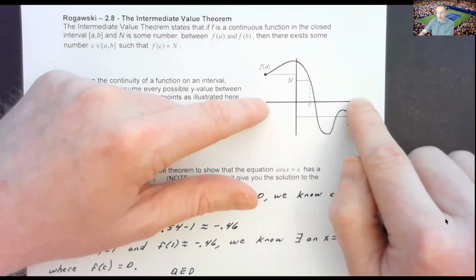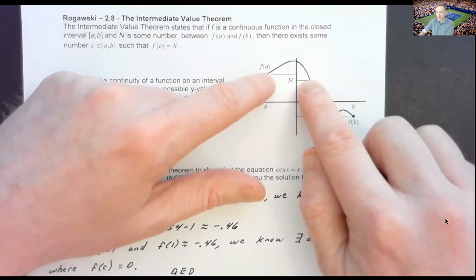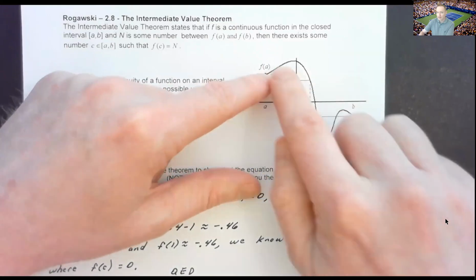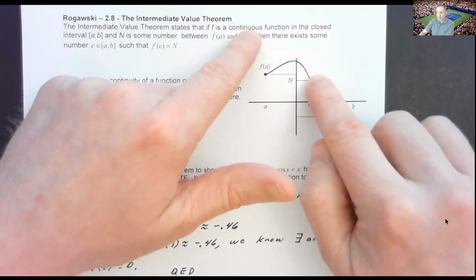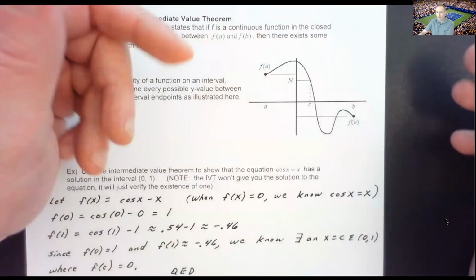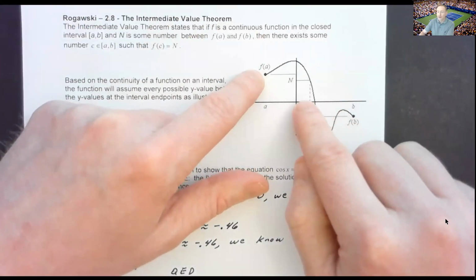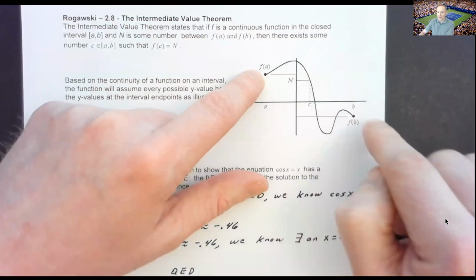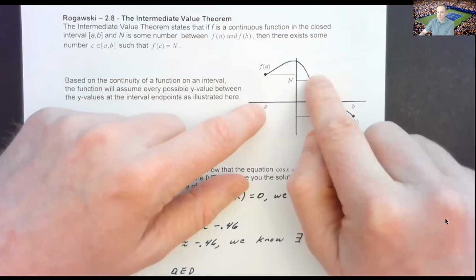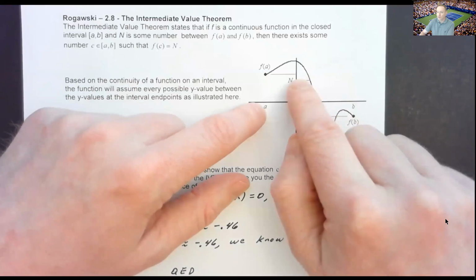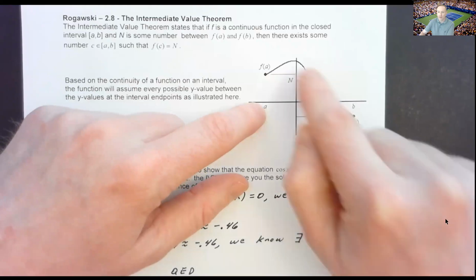You say, well, it would have to, because the only way that it would not take on a y value of n that's in between f of a and f of b is if there would be a hole in the graph at that point. And the whole definition of continuity means it can't have a hole or an asymptote or a gap. It has to be a nice continuous function. So you know that for any y value in between f of b and f of a, there exists an x value that we're calling c, where f of c is equal to that y value of n for any y value in between these two.